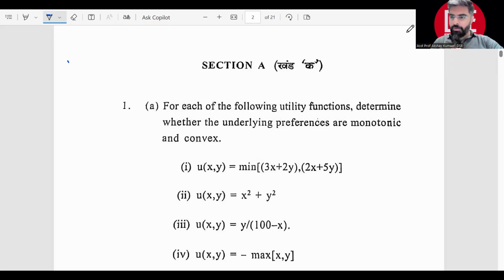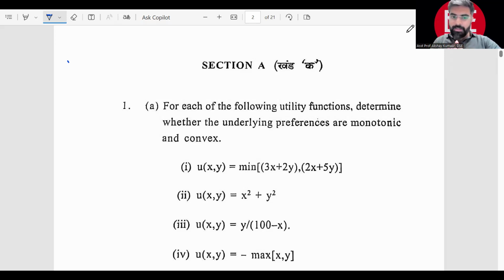Okay, I hope I'm audible to all my students who are attending this particular lecture for the Intermediate Microeconomics Part 1 course. In this lecture, I'm going to continue with the discussion of the 2024 question paper, which has come up at Delhi University for the Intermediate Microeconomics Part 1, currently offered in semester 3 of BA Honors Economics.